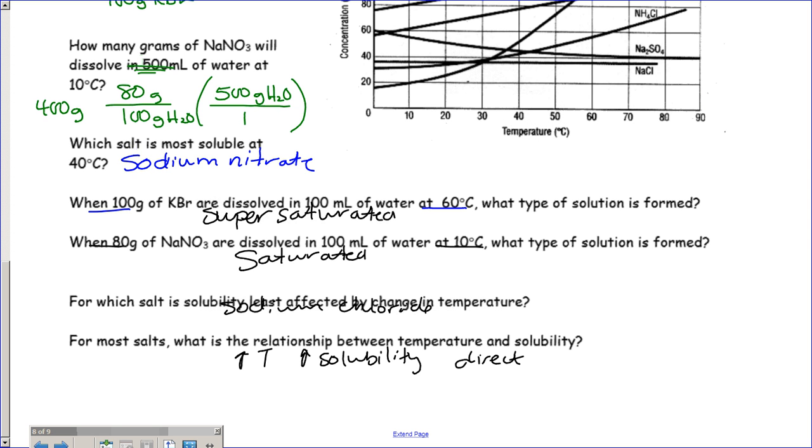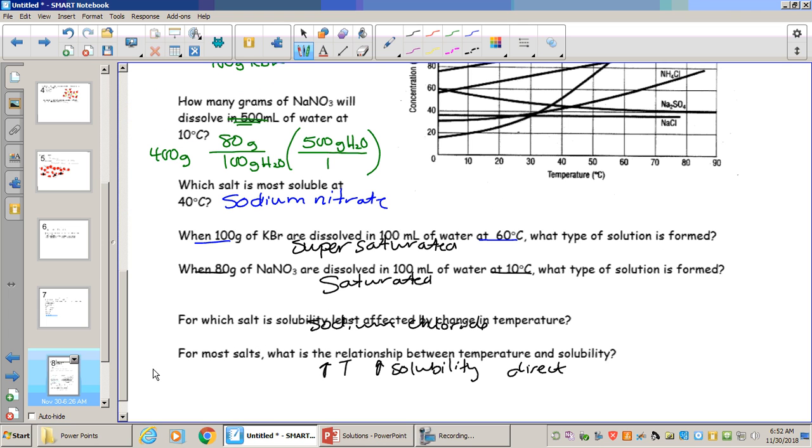Okay, so what you should do now is your problem set 1. It is on a solubility curve. You will see probably a different solubility curve on your paper, and you can answer those questions.